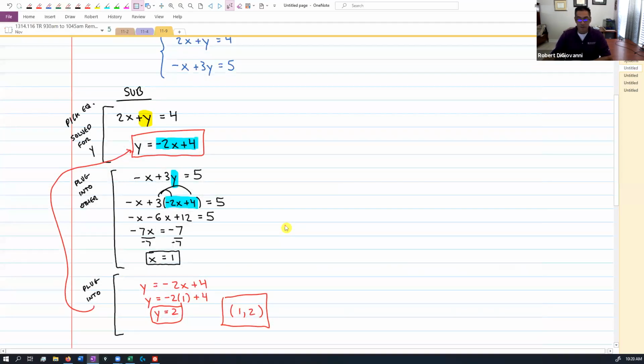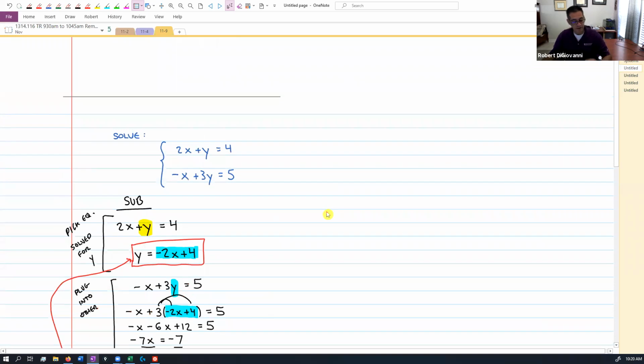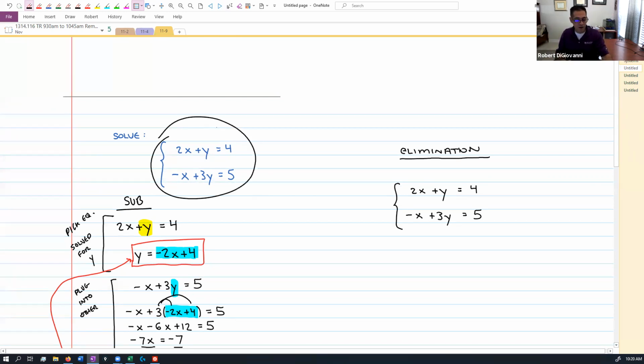Okay, elimination. You want to see elimination on this? Of course you do. So elimination, we're going to write the system of equations. We're going to make sure that all the x's and y's are on one side and all the numbers are on the other side of the equation. The good thing about the way this problem was presented is that the first step of elimination is already done, right? All the x's and y's are on one side, all the numbers are on the other side.